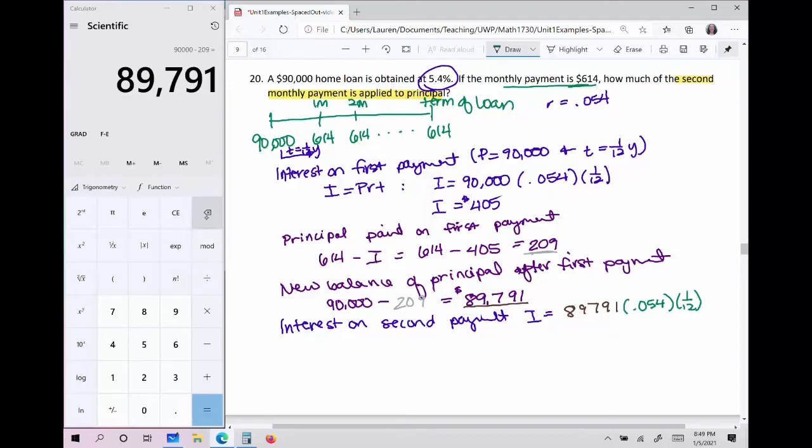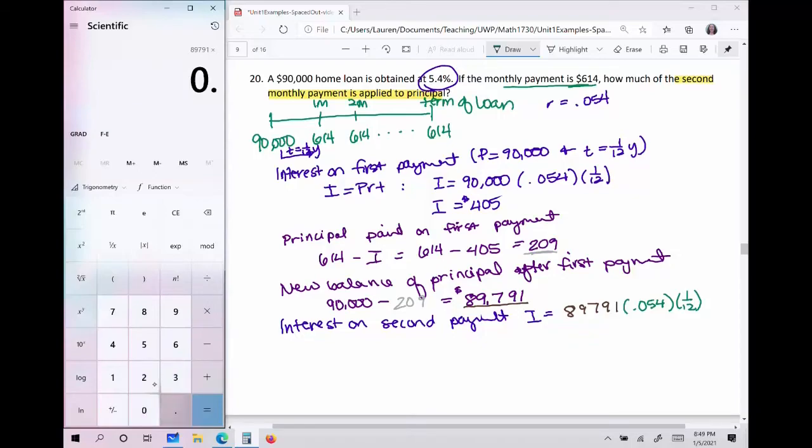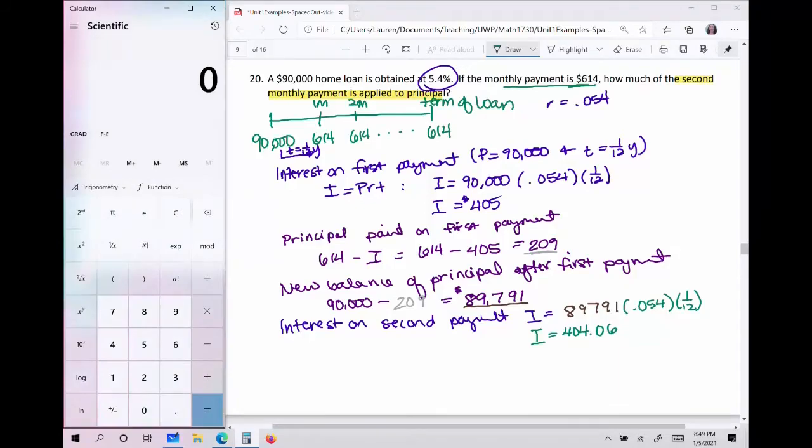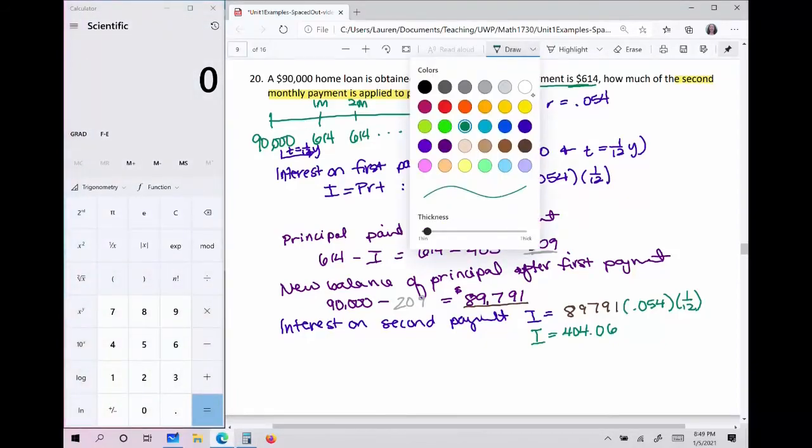So when we do that, this time our interest is $404.06, because we have to round that to the nearest penny. Again, I could only multiply directly by this because it was already rounded to the nearest penny. So now we'll take that and do our last step.